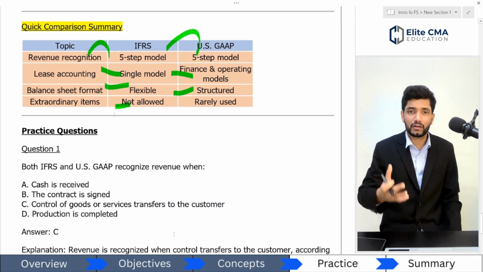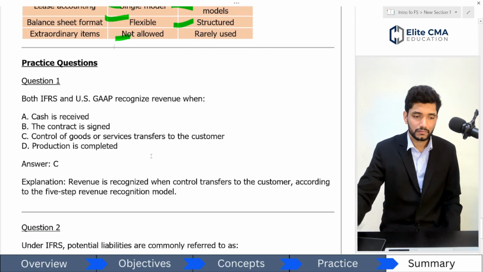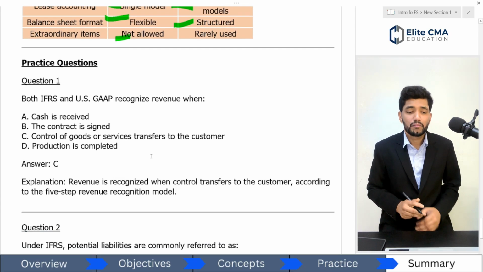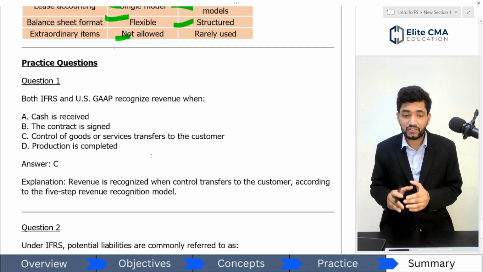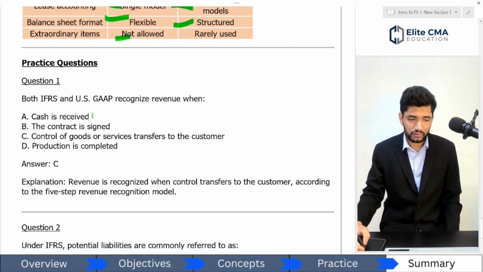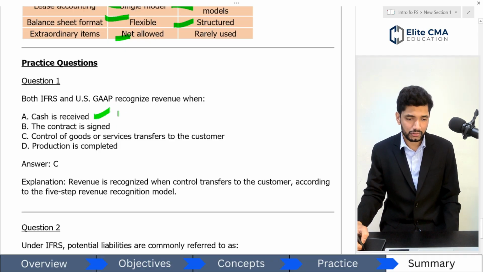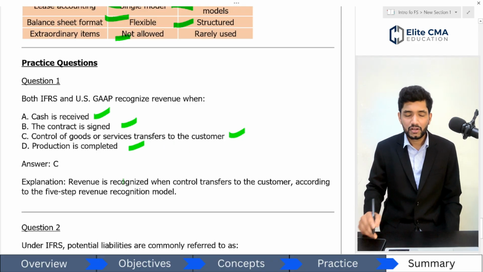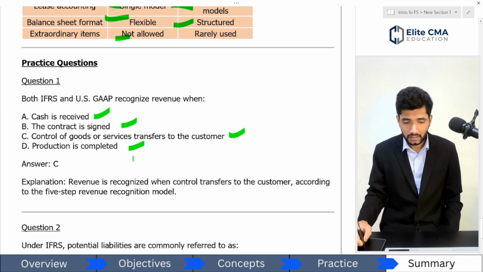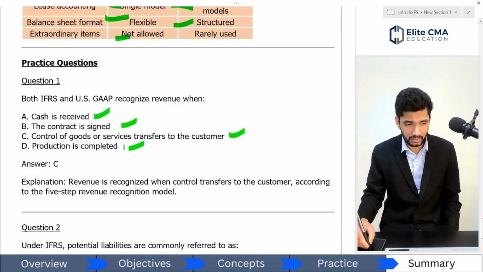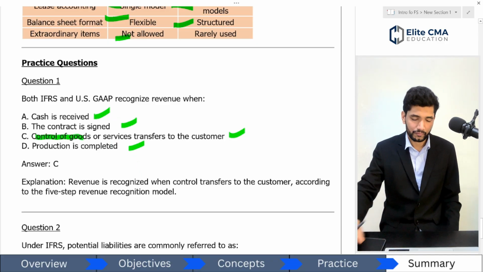So let's move into practical multiple choice questions. Question 1. Both IFRS and US GAAP recognize revenue when? First option, cash is received. Second option, contract is signed. Third option, control of goods or service is transferred to the customer. Fourth option, production is completed. It is option C. Revenue is recognized when control transfers to the customer according to the 5-step revenue recognition model. So option C is the right answer.